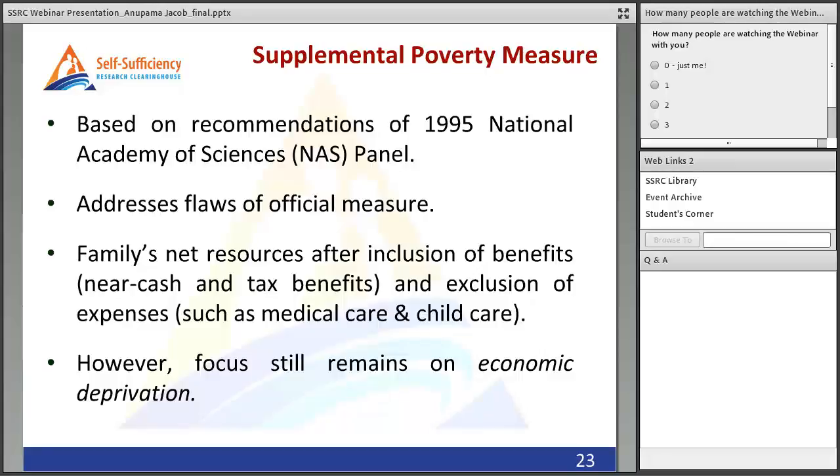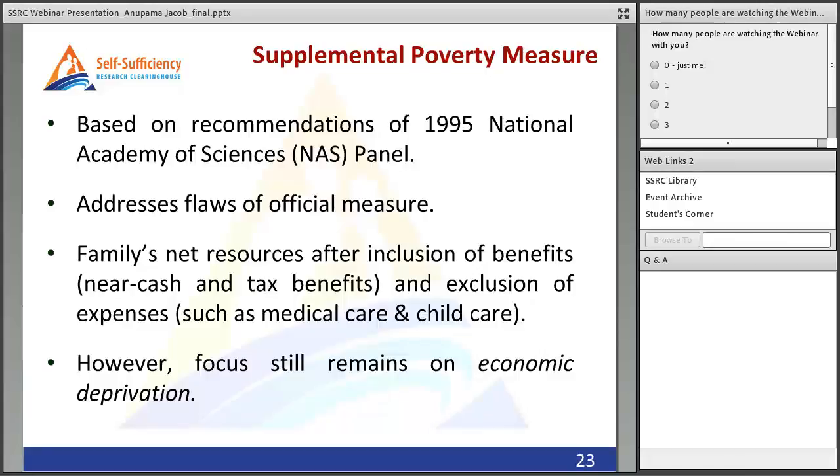So a panel of experts from the National Academy of Sciences was authorized in the early 90s to address these key shortcomings, and they recommended, among other things, that a new measure account for geographic differences in cost of living, as well as look at a family's net resources that includes government benefits, such as food stamps and subsidized housing, and exclude other expenses, including those for childcare and medical out-of-pocket expenses. And the supplemental poverty measure adopted in 2010 is based on the recommendations of the NAS panel and provides an alternative lens on poverty in America.